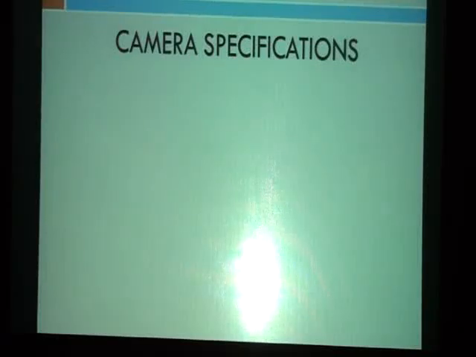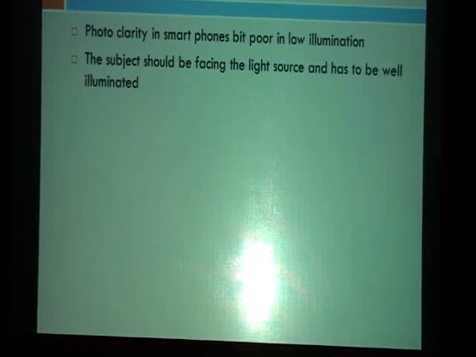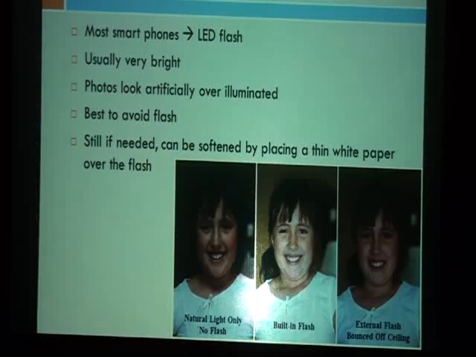We have discussed a lot about camera specifications. Dr. Gaurav has very well mentioned it, but we'll just go through a few small points, like the photo clarity in smartphones is a little poor in low illumination. So you need good ambient light. The subject should be facing the light source and has to be well illuminated. The smartphones have an inbuilt flash, and most of the time it is a LED flash, which is usually very bright, so the photograph might look artificially over-illuminated. Hence, it is always best to have good room light and avoid the external flash while taking external photography.